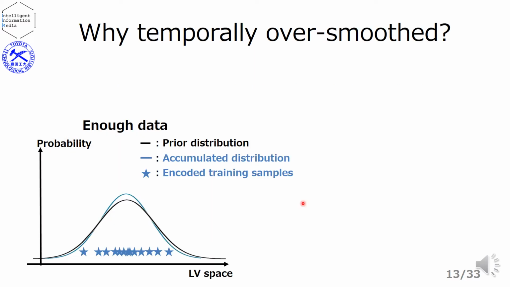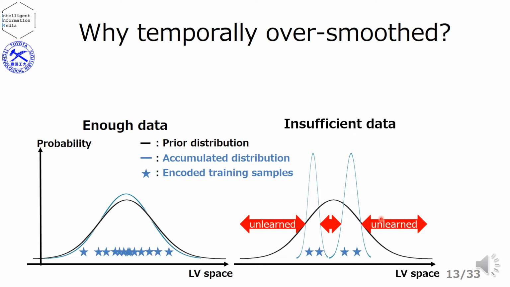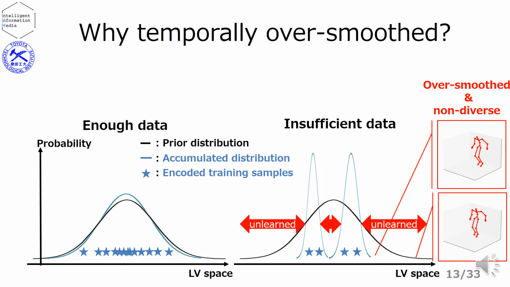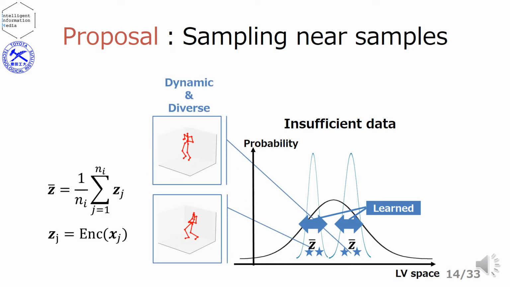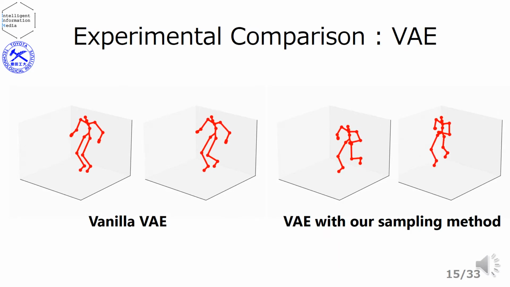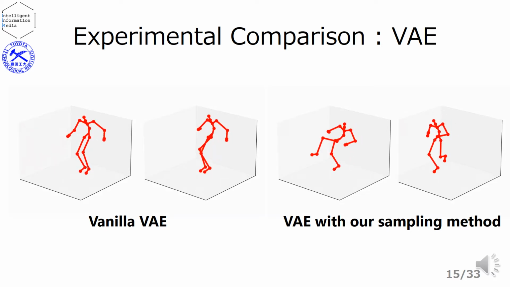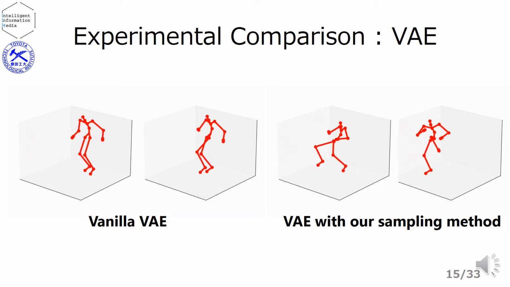If we train a VAE with enough data, the accumulated distribution of encoded data matches the prior distribution. However, with insufficient data, the accumulated distribution gets narrower and unlearned regions appear. We experimentally confirmed that samples from unlearned regions produce over-smoothed and non-diverse motions. For this problem, we propose to sample only z bar, which is located in learned regions. This encourages motion diversity even with insufficient data. We compare motions generated by a vanilla VAE and a VAE with our sampling method. As we can see, our method can produce more realistic and diverse motions.